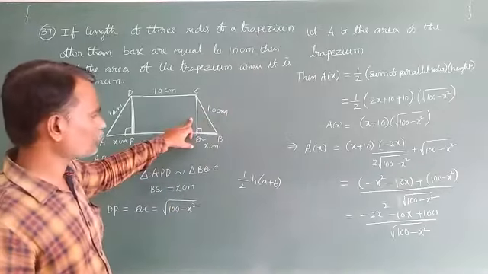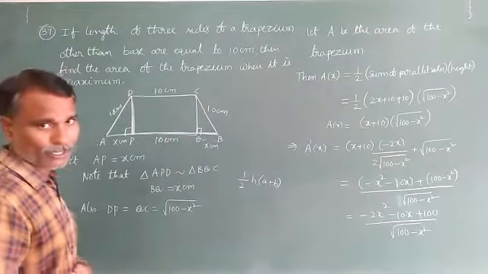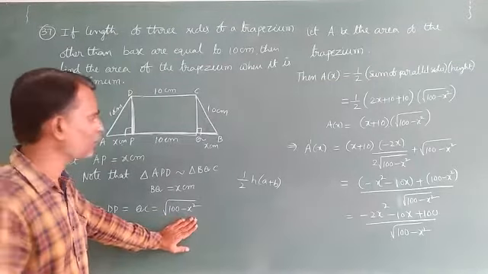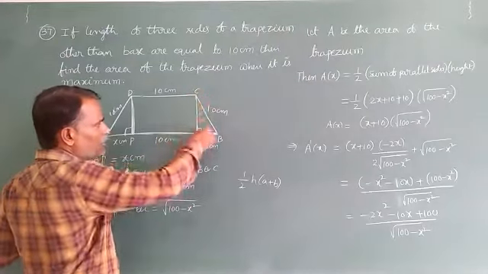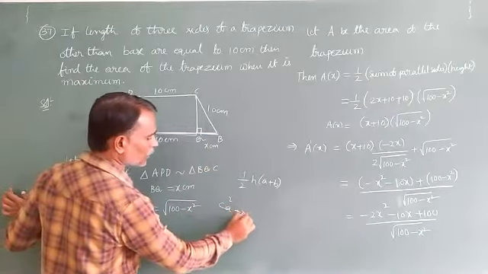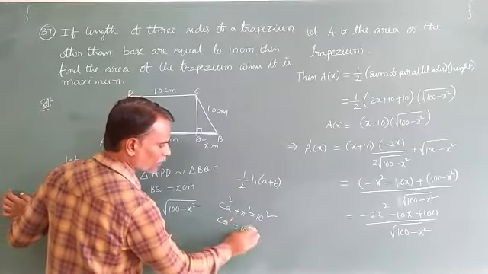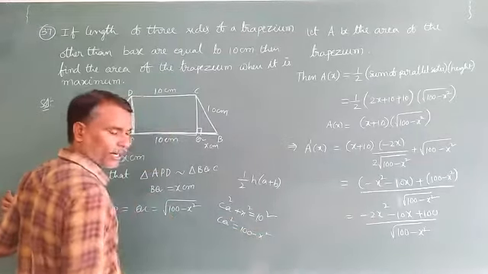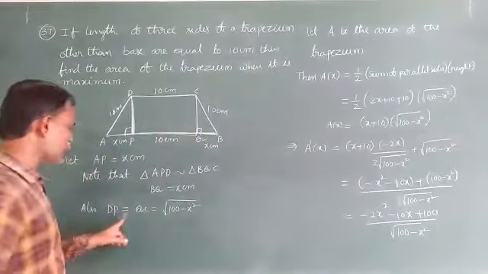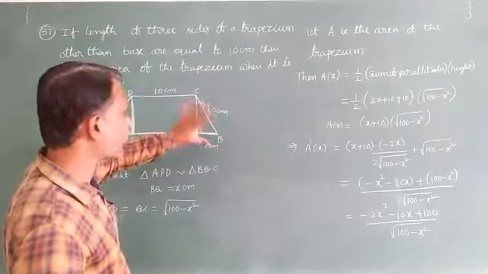Hypotenuse square is equal to the sum of squares of the other two sides. So you get 10 square minus x square, which is 100 minus x square. CQ square plus x square is equal to 10 square, so DP is equal to QC is equal to root of 100 minus x square. We calculated this and all the measurements are completed.